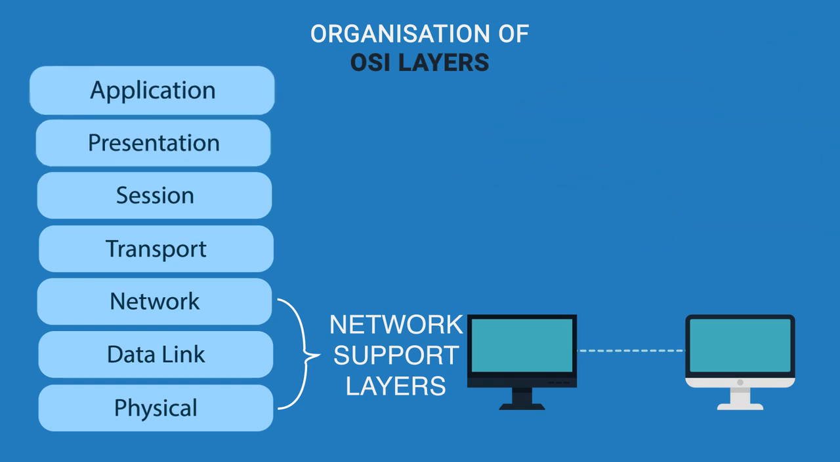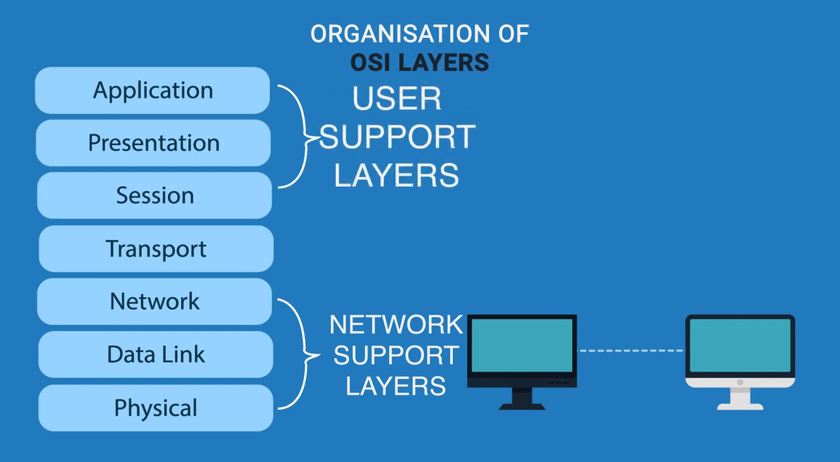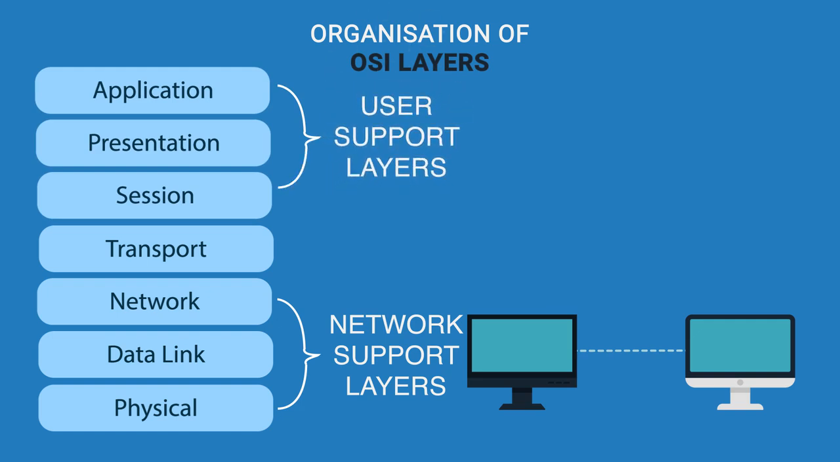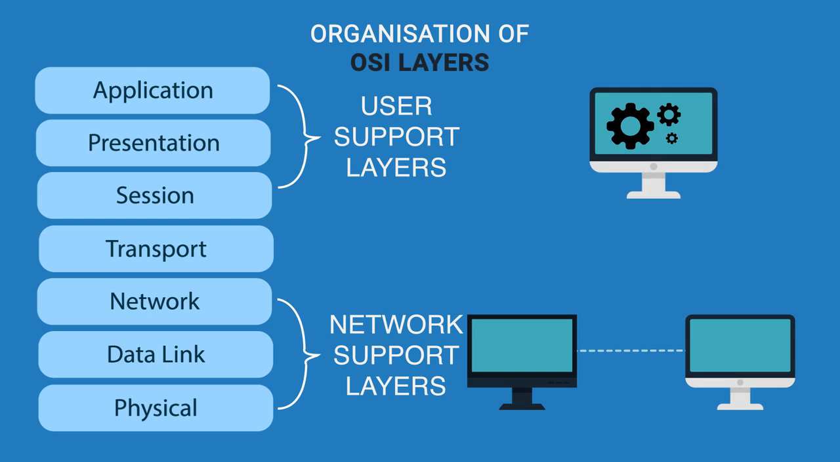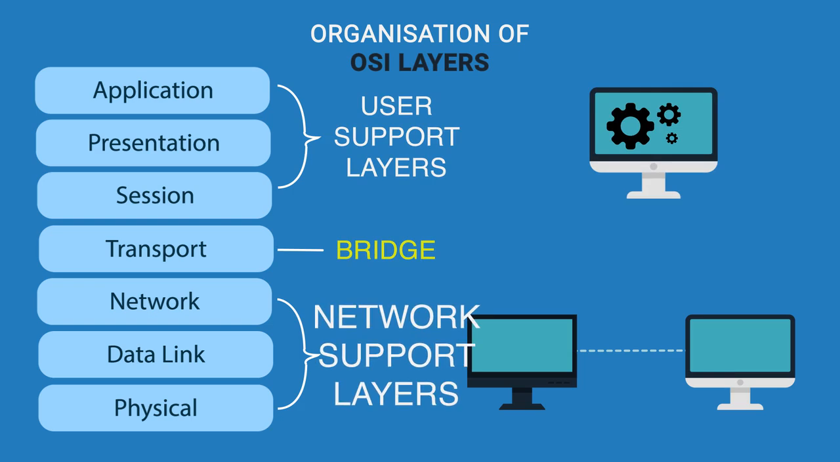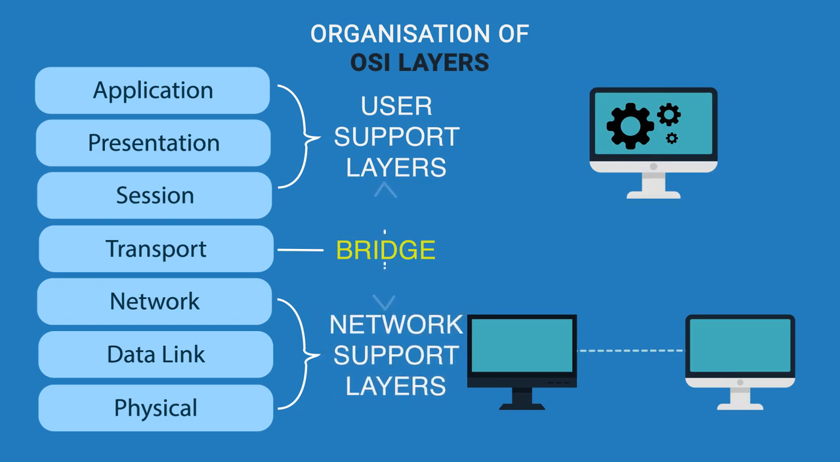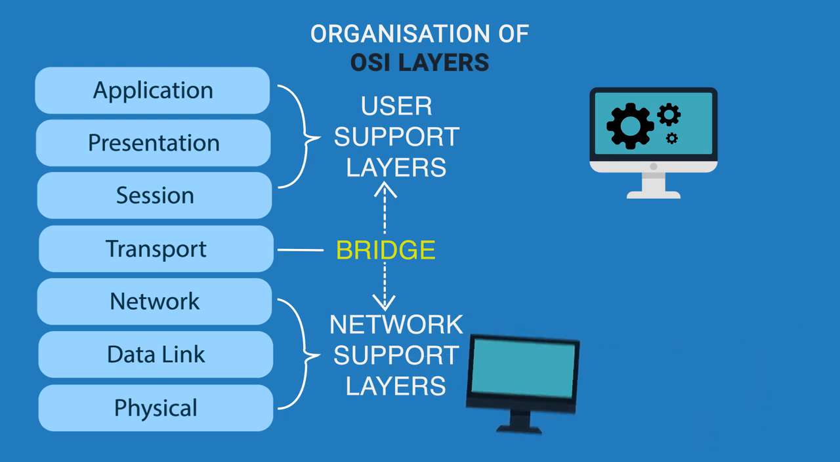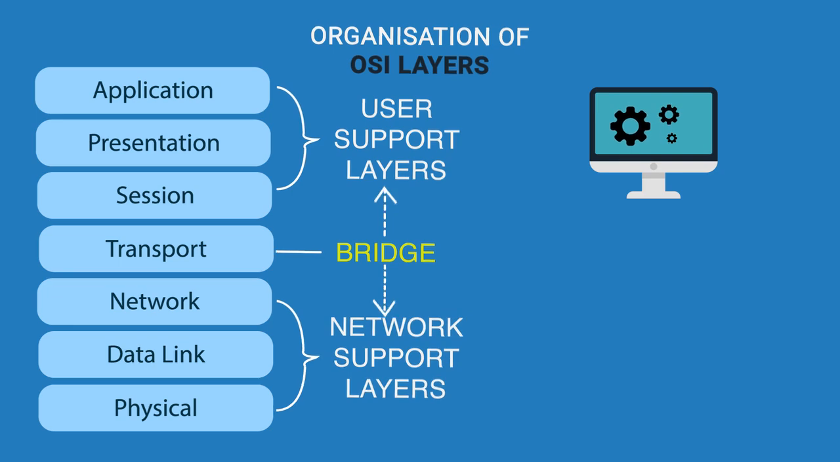Session, presentation, and application layers are the user support layers, and these layers support interoperability among different software systems in a host computer. Layer 4, or the transport layer, acts as a bridge between user support layers and network support layers, and it also ensures the transmitted data from network support layers must be in a form the user support layers can use and vice versa.